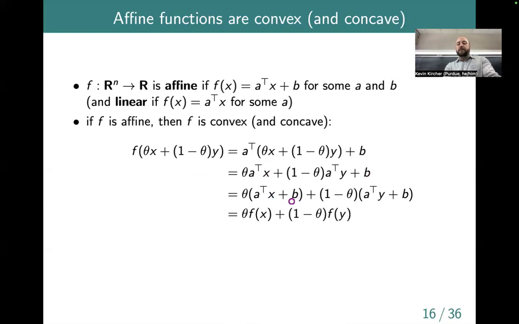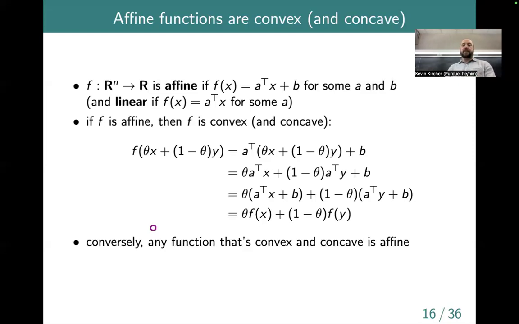And then we know that a transpose x plus b, well, that's just f of x. And a transpose y plus b, that's just f of y. And so we get actually equalities here, equations, not inequalities. And so this tells us that f here is a convex function, right? It's less than or equal to the right-hand side, but it's also a concave function, which would have a greater than or equal to sign here as well. So it's both convex and concave. And you can show that the converse is also true. So if you have any function that is both convex and concave, it ends up being affine.